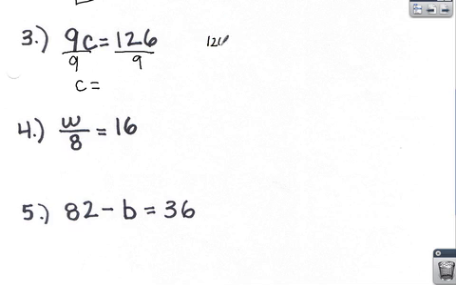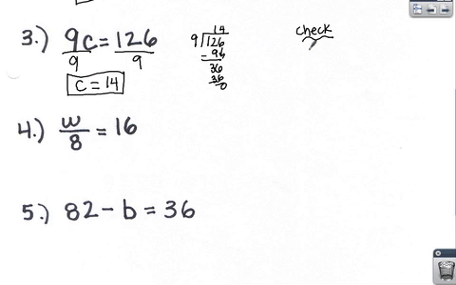Now I can do 126 divided by 9, and I get 14. So c equals 14. And now I want to check my work. So 9 times 14 should give us 126. 126 does equal 126, and therefore c does equal 14.